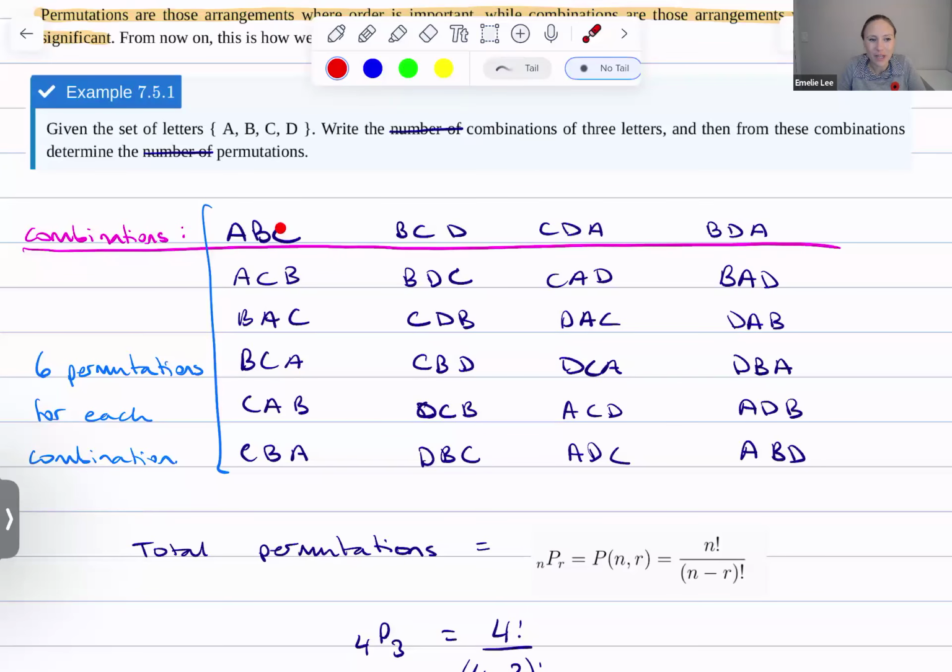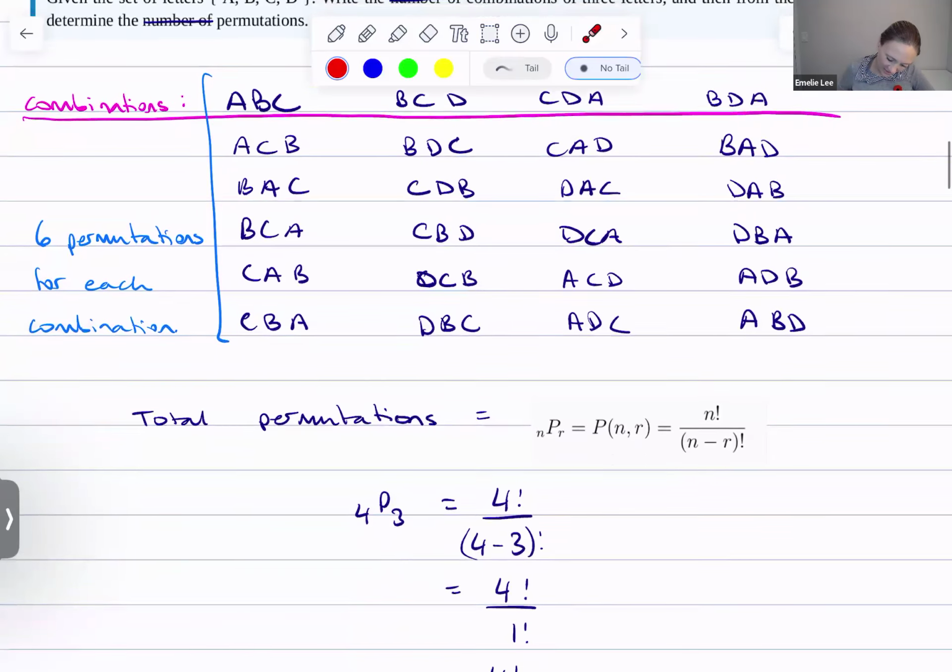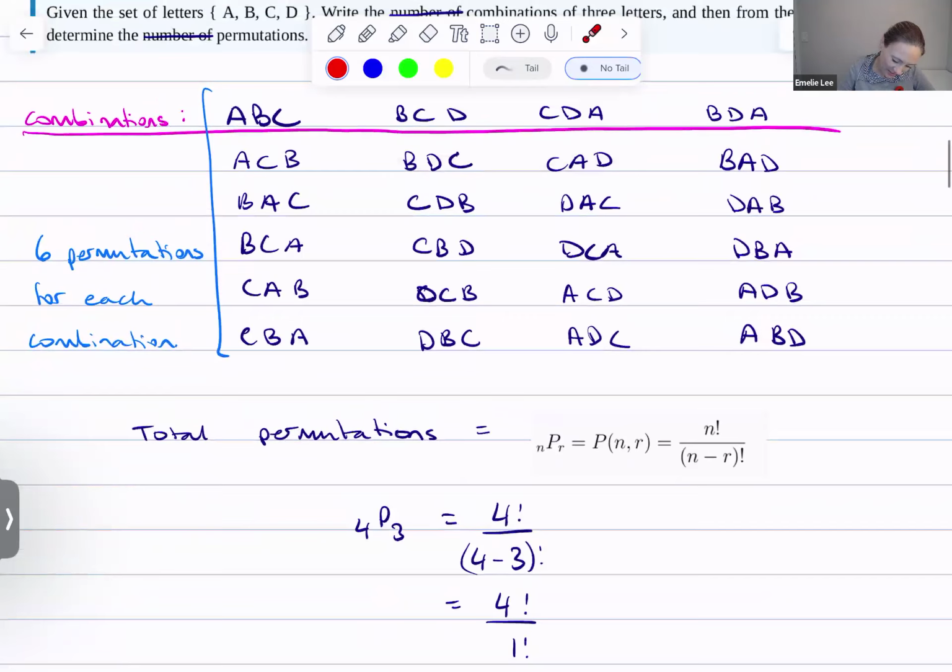Well, if I have ABC, how many permutations do I have here? Right, so I have a 3-letter group, I have 6 permutations. In fact, I would have 3 factorial, which is 3 times 2 times 1, which is equal to 6 permutations. All right, why is it 3 factorial?